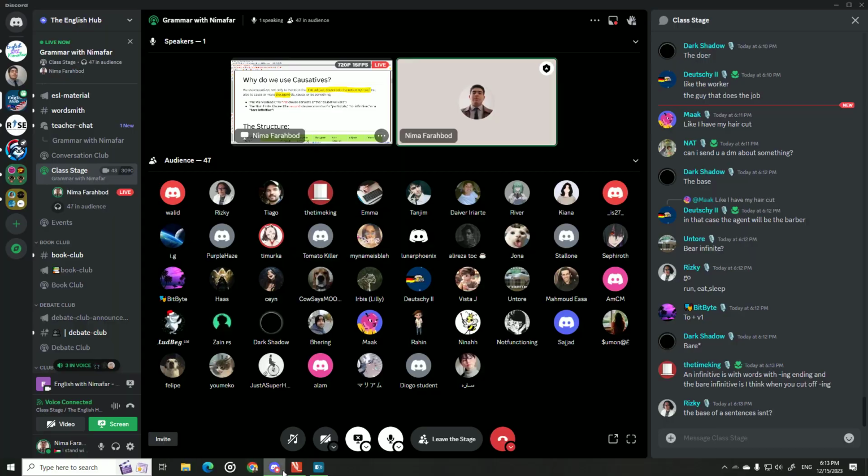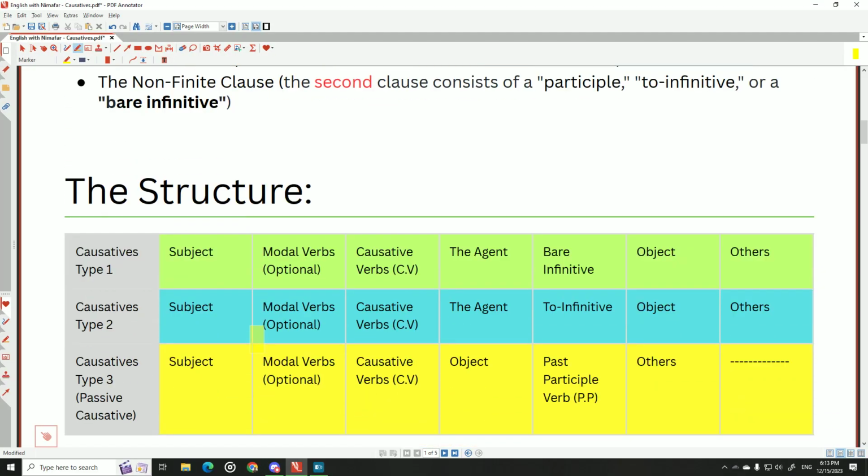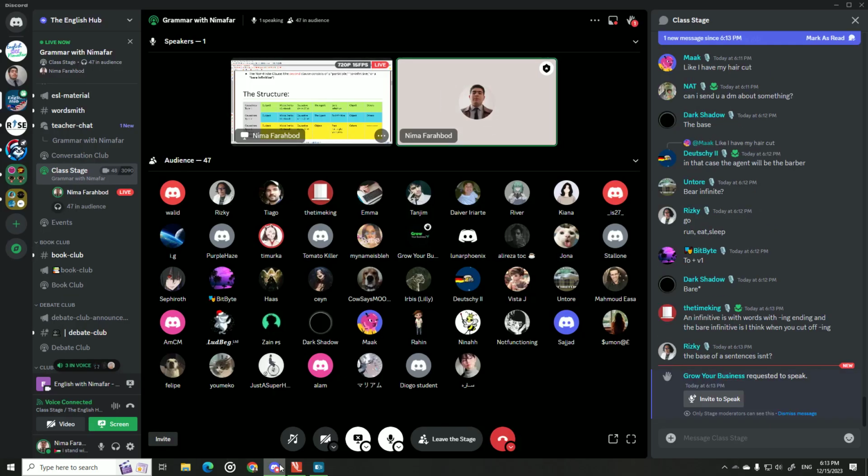Okay, so the structure. We have three types of causatives: 1, 2, 3. This third one is also known as the passive causative. Do you know passives? Any ideas about passives? What are passives?